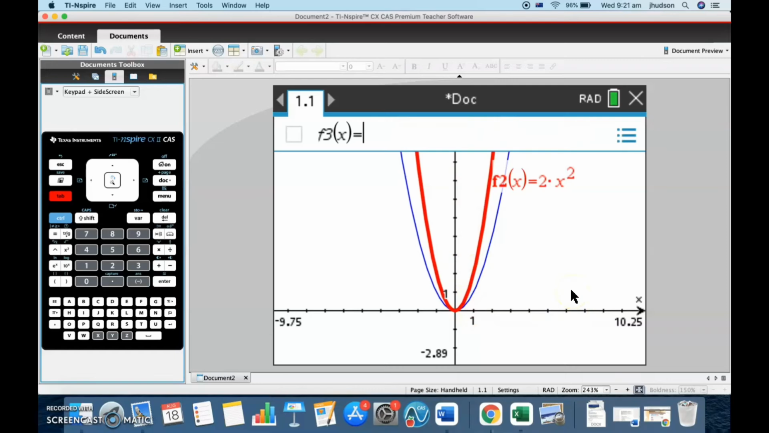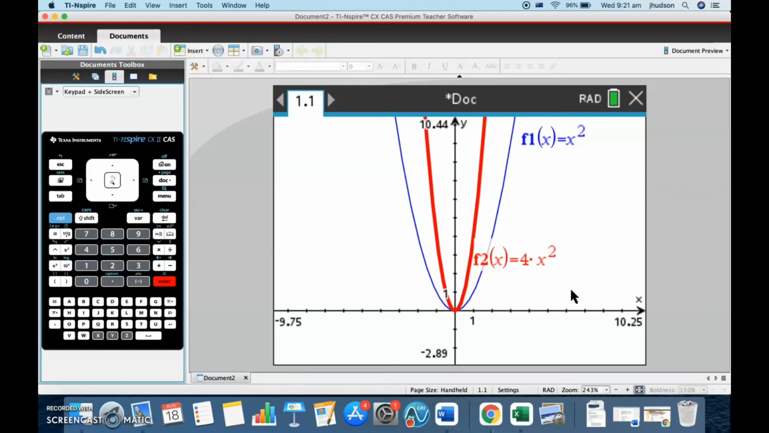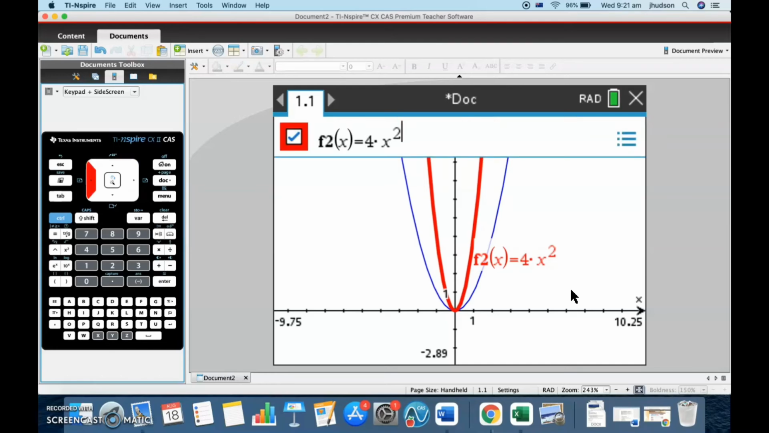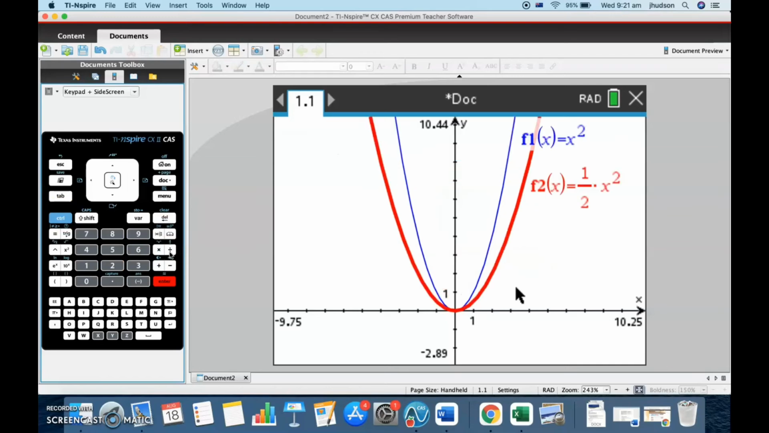So I'm going to put another number in there and see what happens. If I put a 4 in, see how it makes it even narrower? So the larger the number that I put in, the narrower it's going to get. Let me change that 4 to maybe something a bit smaller. Let's change it to half and see what happens. See how if I made the number half, it's made it wider?